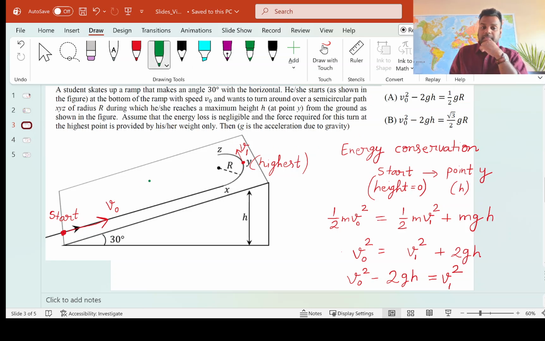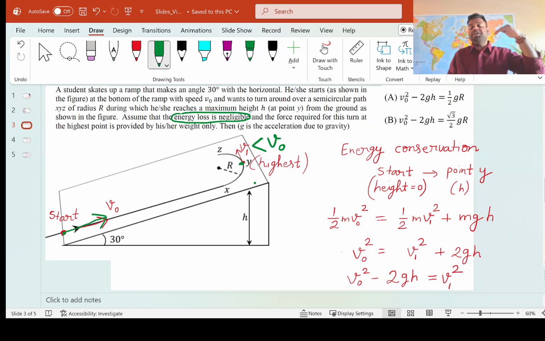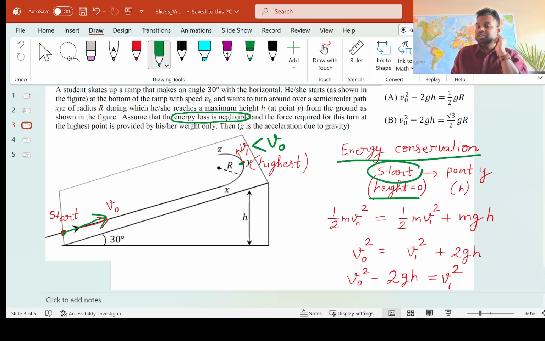We have to use energy conservation because the question says the energy loss is negligible. So at starting you have a speed v0 going up the ramp, and the person reaches the highest point y, and now its speed is v1. It cannot be 0 because you are making a turn, right? So v1 is less than v0 certainly, because the person is losing energy as you are going against gravity. So we will use energy conservation between the start point at height 0 and the highest point y at height h.